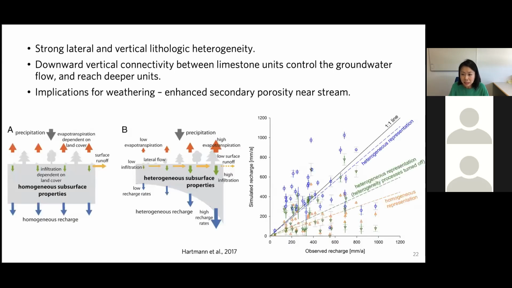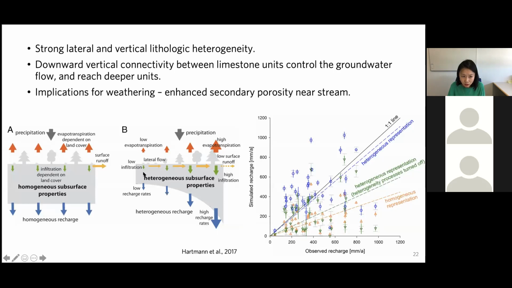Such detailed understanding of subsurface heterogeneity is very important for building the groundwater model in carbonate regions. Here I show an example from Hartmann et al. 2017. In this paper, they show that in a heterogeneous recharge model, if you don't consider the heterogeneous subsurface property, you are very likely to have an overall underestimation of the recharge.